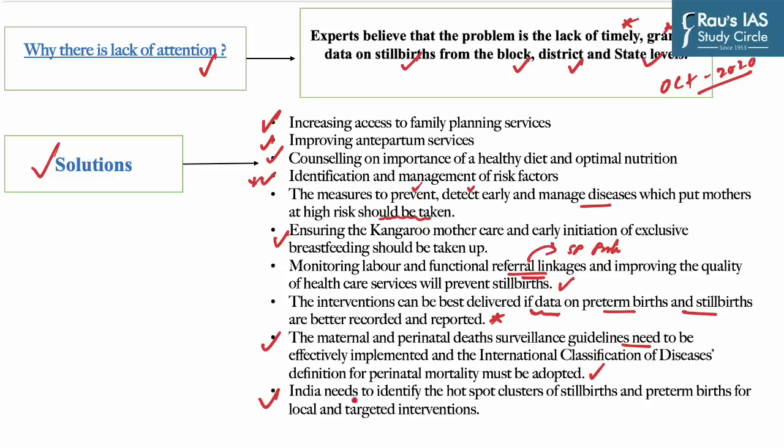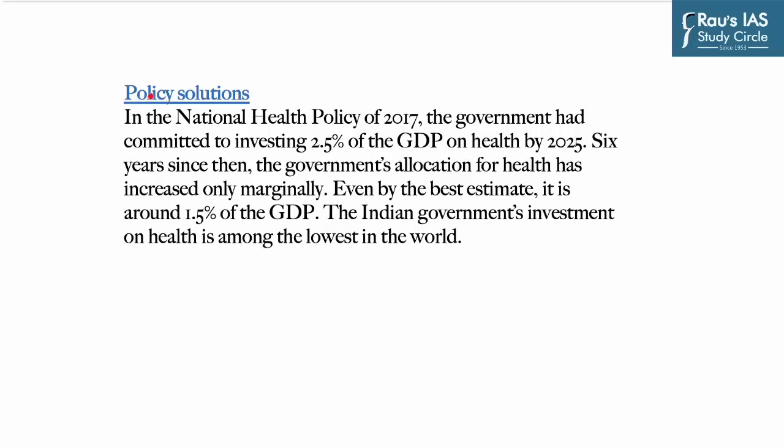India needs to identify the hotspot clusters of stillbirths and preterm birth for local and targeted intervention. Now, on the policy side, the author says that in the National Health Policy of 2017, the government had committed to investing 2.5% of the GDP on health by 2025.